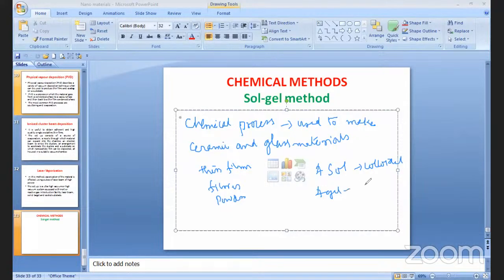And then the gel is a semi-rigid mass that forms when the solvent from the sol begins to evaporate, and the particles or ions left begin to join together into a continuous network.